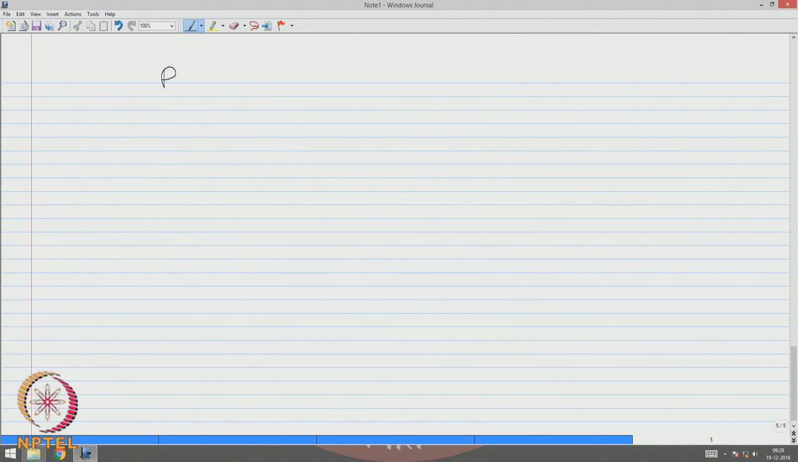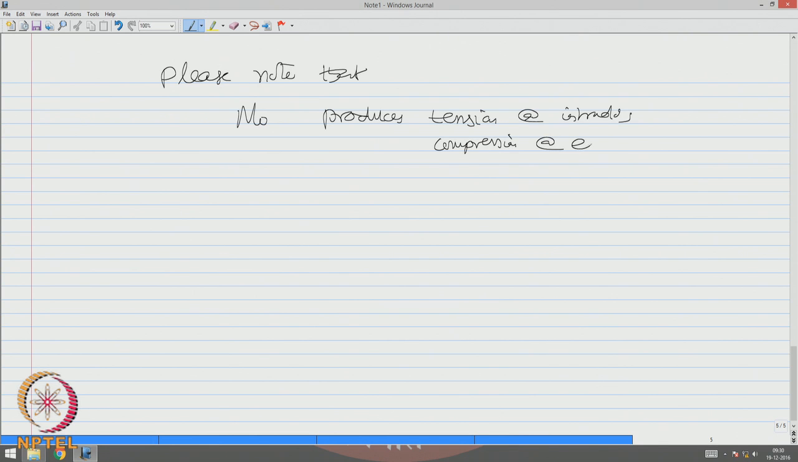Further, please note that M0 produces tension at intrados and compression at extrados.